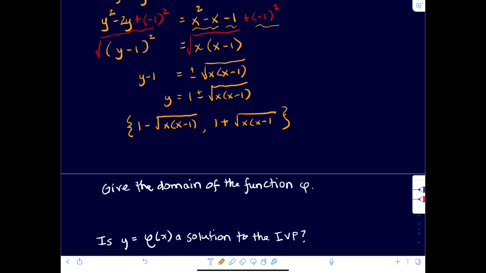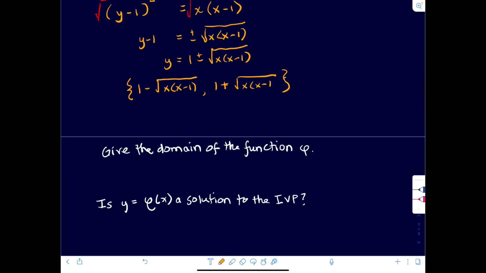All right, so now let's take a look at the domain of the function gamma. You have to be careful, because the solution to a differential equation is different than the domain of the original function. So the domain of the function is going to include both sides.